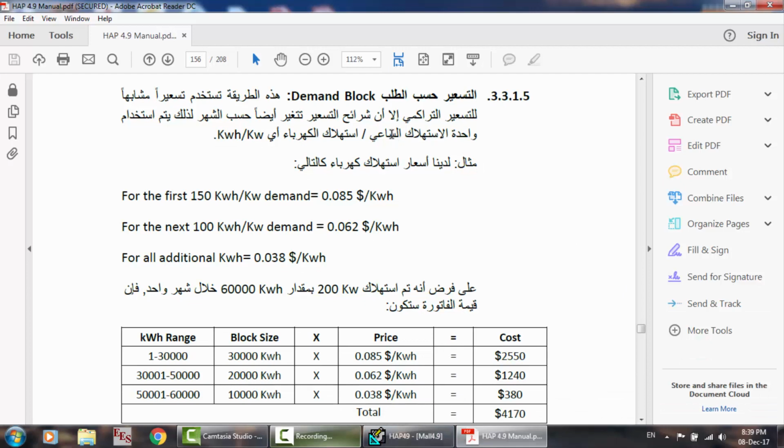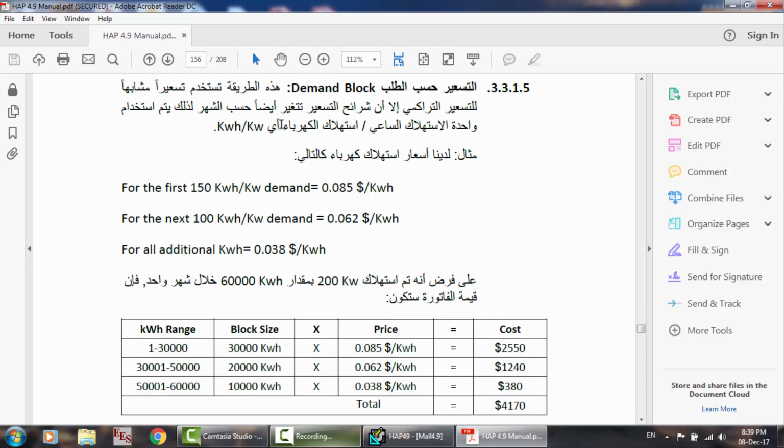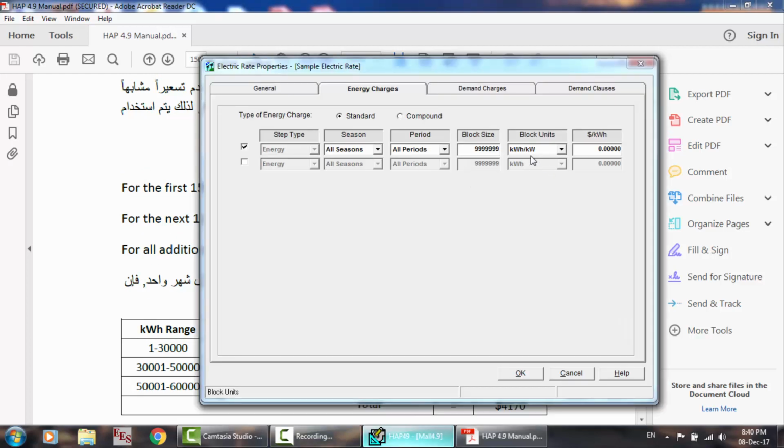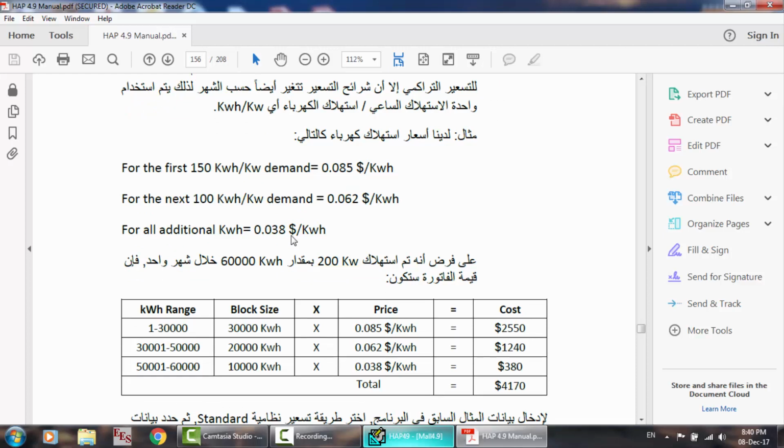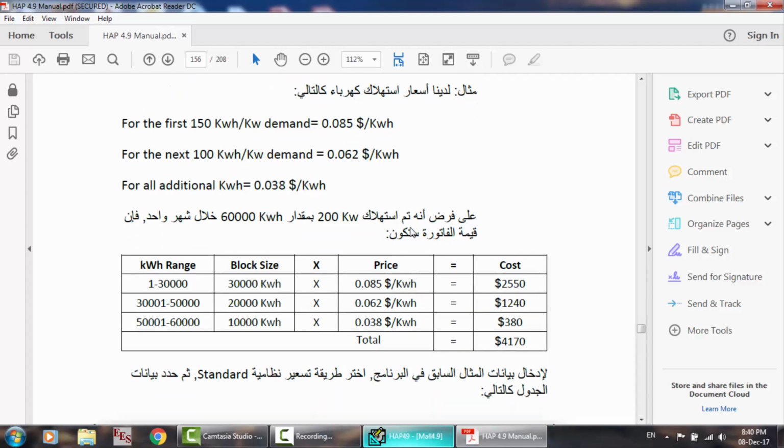So, gentlemen, what if we have a demand here? According to the demand, we have another cost. This is like what we have just said, but here it is per kilowatt hour per kilowatt. So suppose that for a month we have, for the first 150 kilowatt hour per kilowatt of demand, this price, and for the next 100 kilowatt hour per kilowatt of demand, another price, and for the additional kilowatt hour, here is the price.